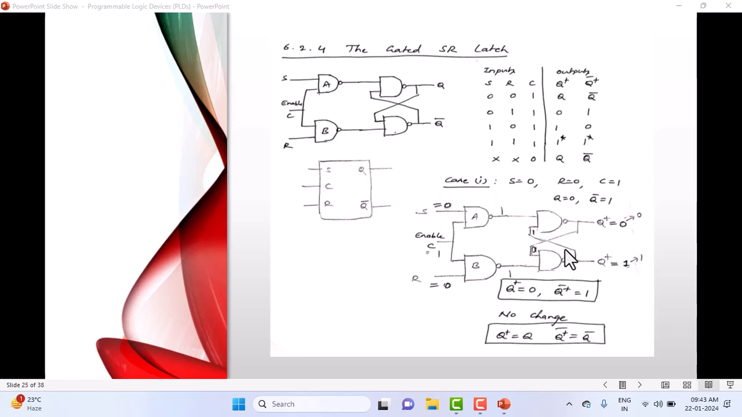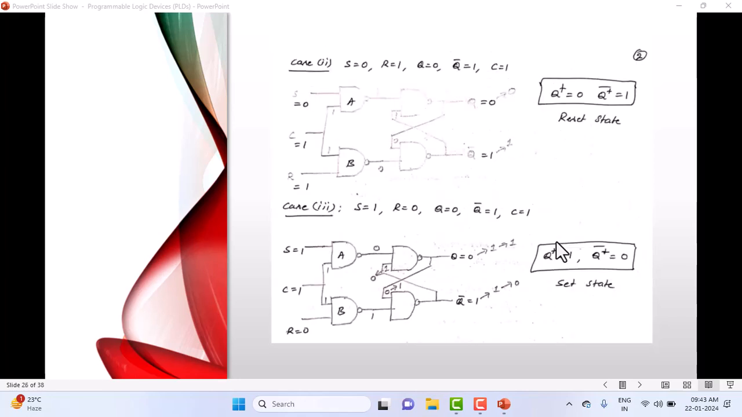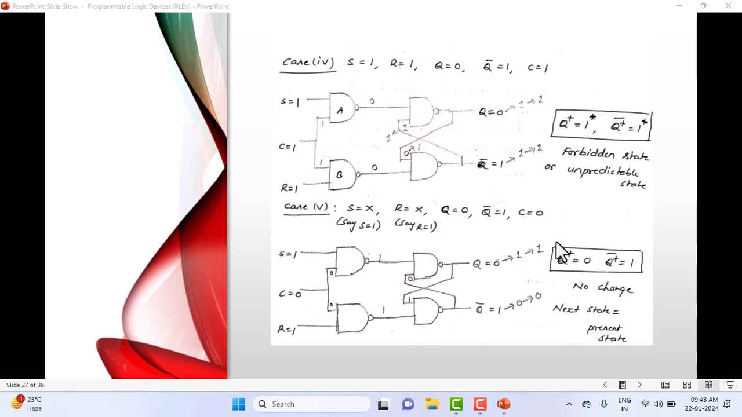If you have any questions related to each of these cases, you can ask me before we move to today's class, master slave JK flip flop. That's what I want to focus on in today's class. Any questions about case 1, or even the remaining cases like case 2, 3, 4, and 5?